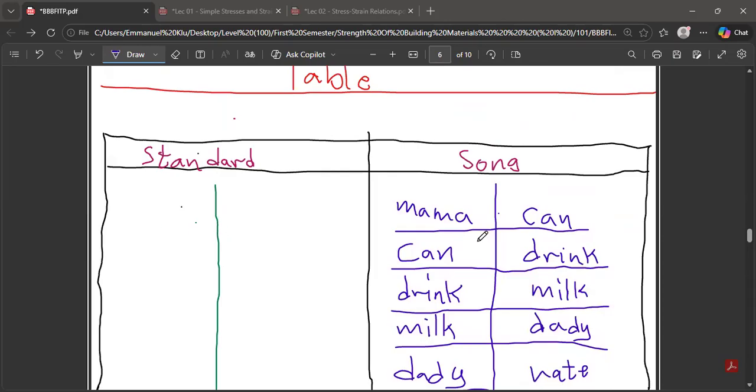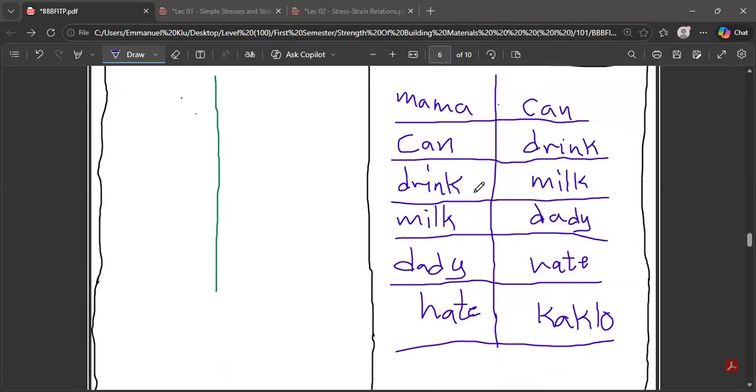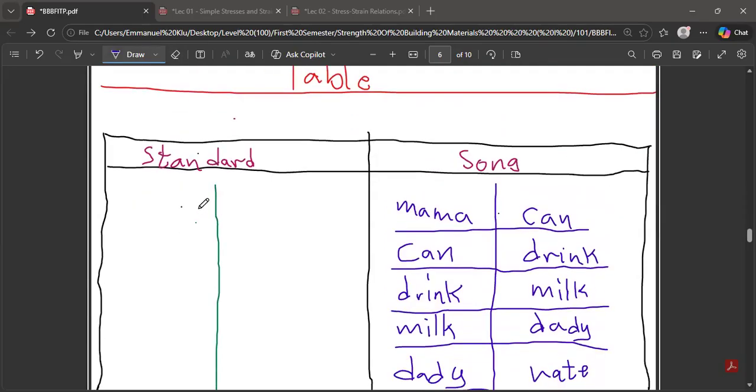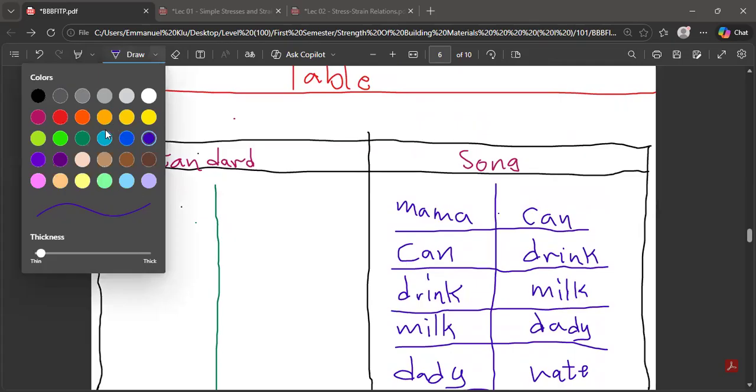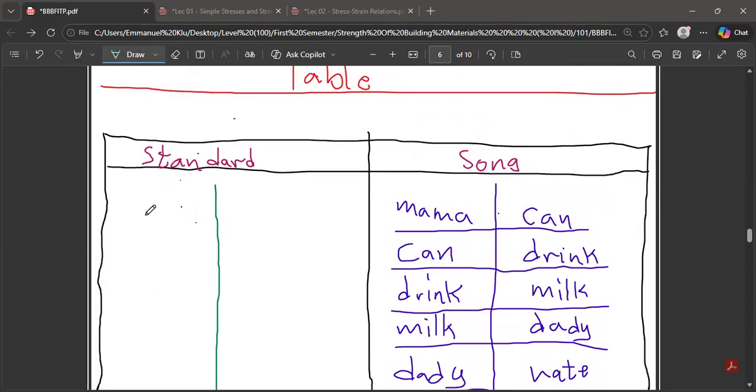So how do we go about with this? Please, let's all sing the song together. Mama can drink milk. Daddy hates kakulo. And the other side, what do we have? Can drink milk. Daddy hates kakulo. Yes, that is a very good discovery by you. So let's proceed. On the other side, what are we going to do?